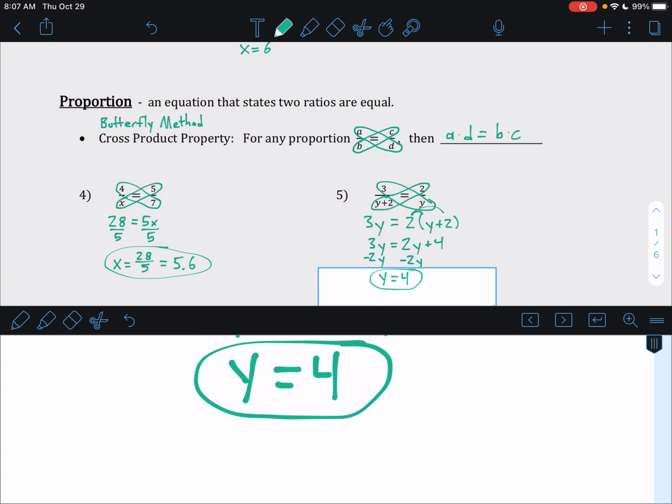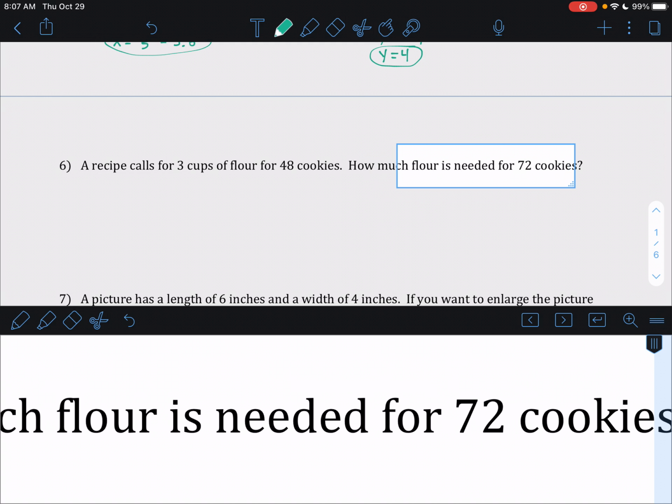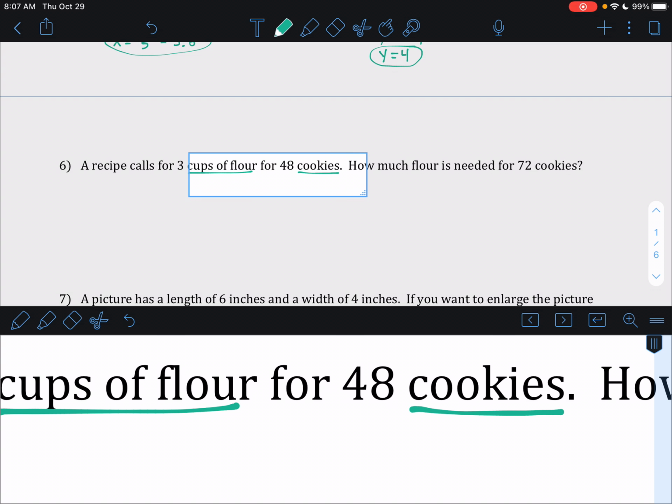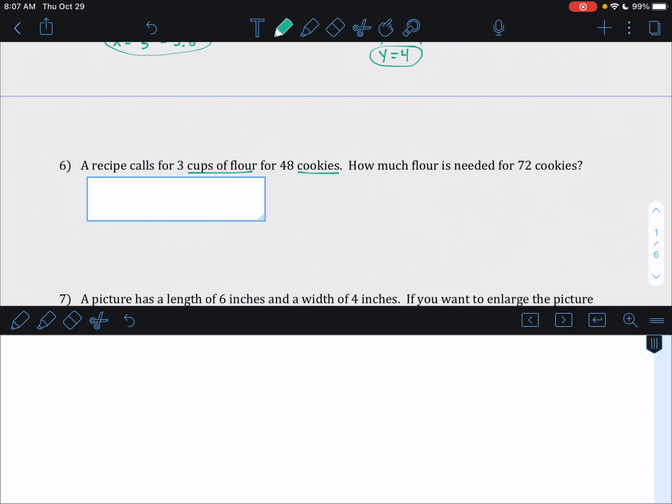Okay, on to the next page. We have some word problems. And this says a recipe calls for 3 cups of flour for 48 cookies. How much flour is needed for 72 cookies? Now, I know that on the first page, a ratio would always be measured in the same units. But here we have 2 different units. We have cups of flour and we have cookies. So a ratio, in this case, we are going to write it as a ratio. It doesn't matter that they are in different units.